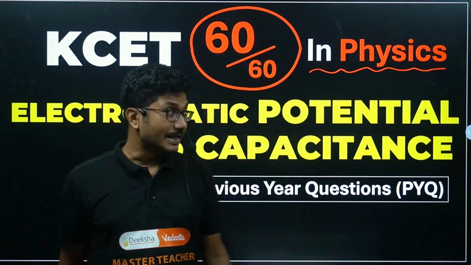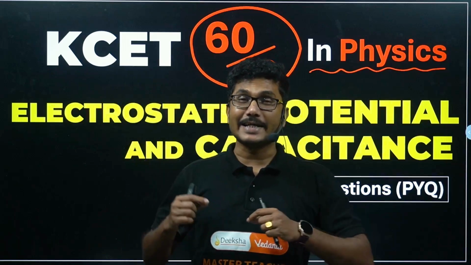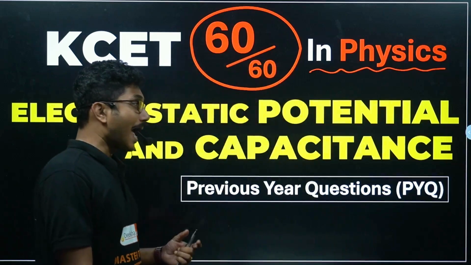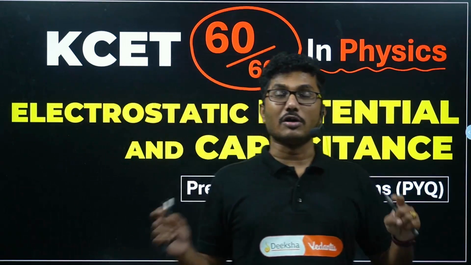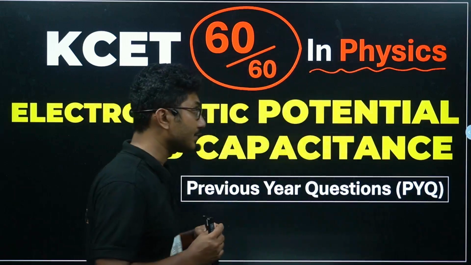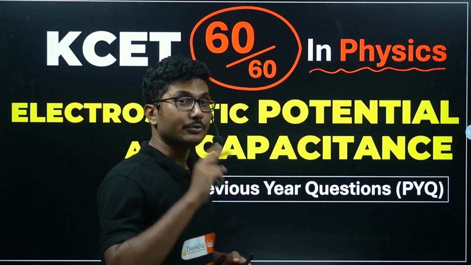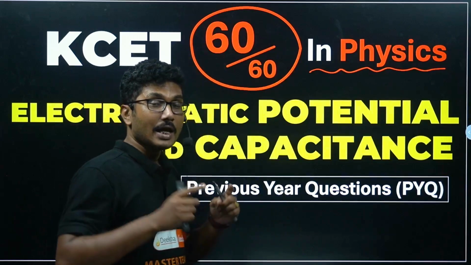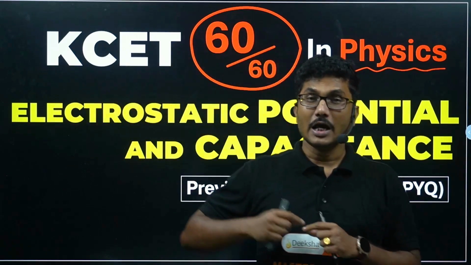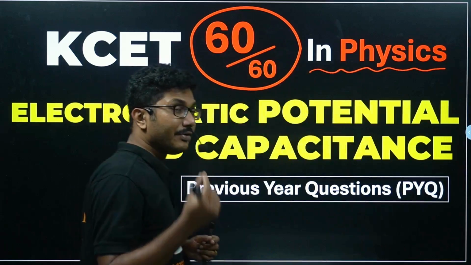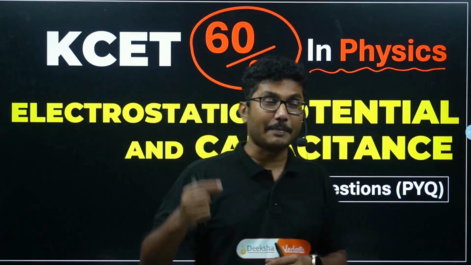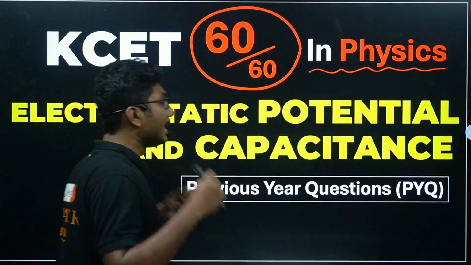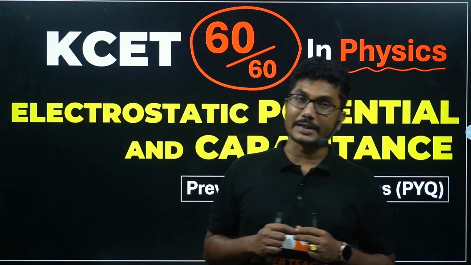Physics series. Here we are discussing each chapter concept wise, and once the chapter is over we are also discussing previous year question papers from that chapter. So we have already completed two chapters, electric field and electric charges. Yesterday we discussed the electric field and electric charges previous year question papers. Today we are going to discuss the previous year question papers for the next chapter that we have completed, that is electrostatic potential and capacitance chapter.